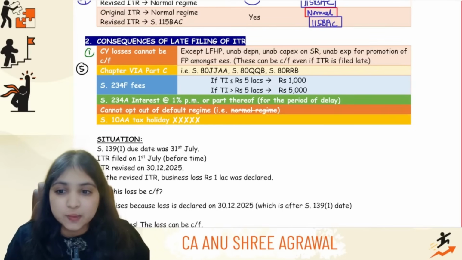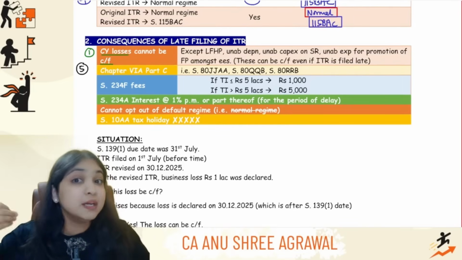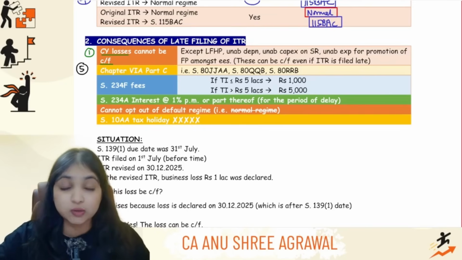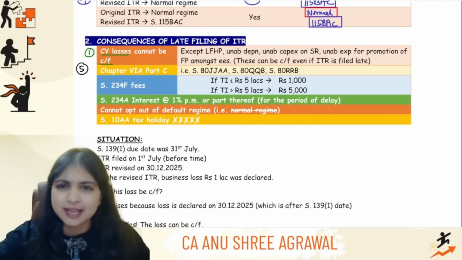The first consequence is that you cannot carry forward current year losses. Current year losses, you can do intra-head adjustment, you can do inter-head adjustment, but you cannot carry forward the current year losses. However, there is an exception. Loss from house property, unabsorbed depreciation, unabsorbed capex on scientific research, unabsorbed expenditure on promotion of family planning, all this you can still carry forward.